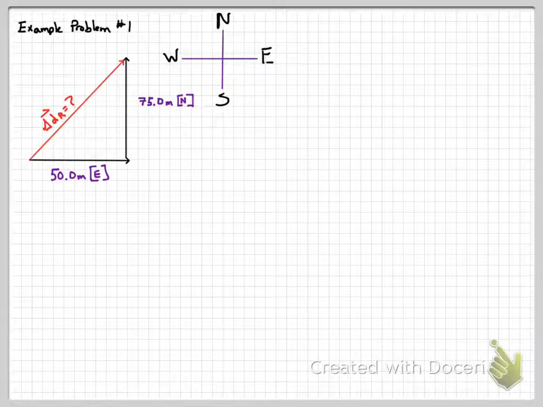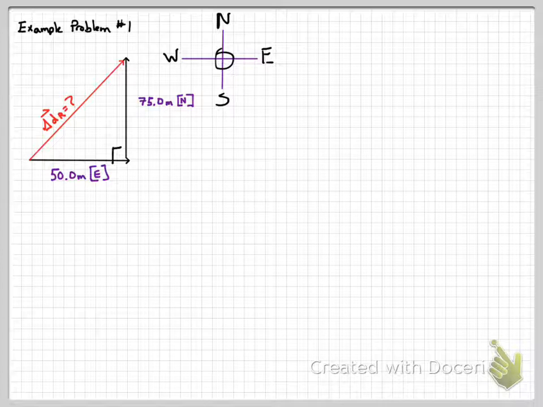Example problem 1. A cyclist rides her bike 50 meters due east and then turns a corner and rides 75 meters due north. So in topic number 1, in example number 1, we have an individual that goes two different directions. One's east and then one is north. So we use the compass rose to orient ourselves in the direction that they're moving. So if I was going to sketch this diagram, we end up sketching a right angle triangle.